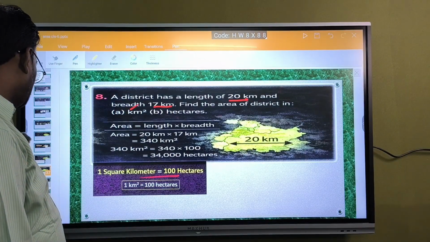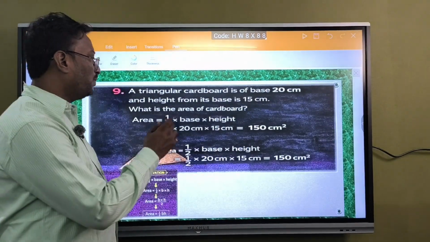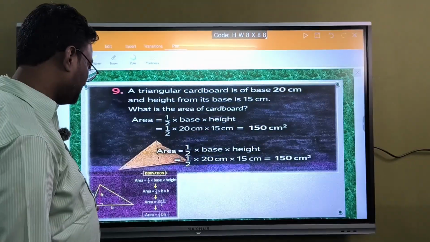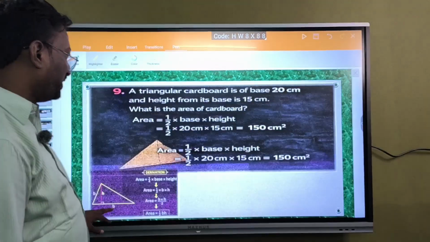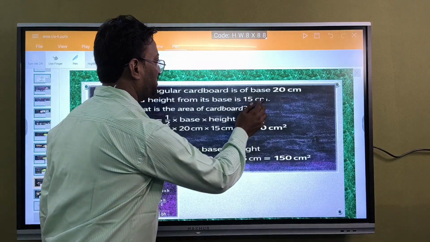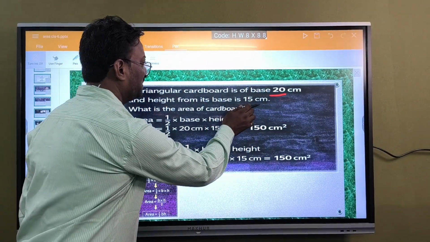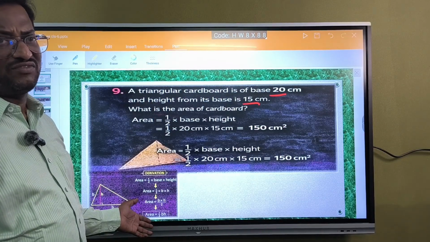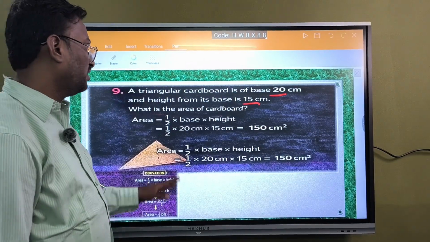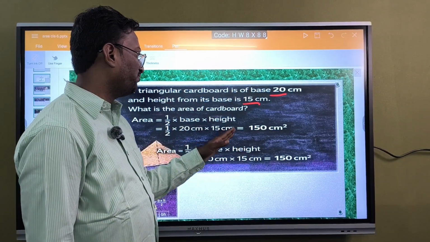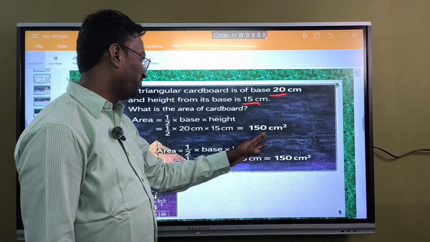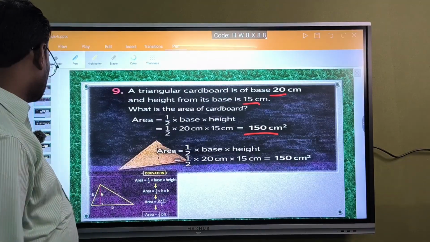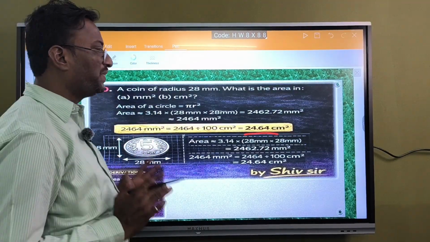Right. Next children, a cardboard is of triangular shape. Its base is 20 centimeters and the height is 15 centimeters. We already know the formula for the area of a triangle, that is half into base into height. Half into 20 into 15, that is 150 square centimeters. Likewise, you are going to get the answer. Try to make the problem simple, right?